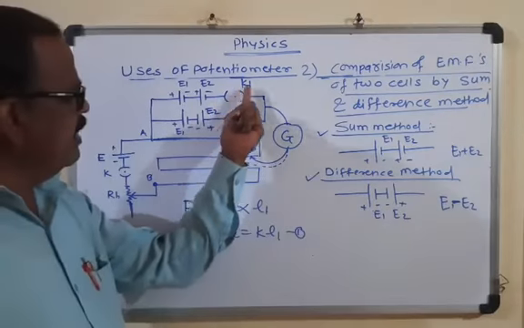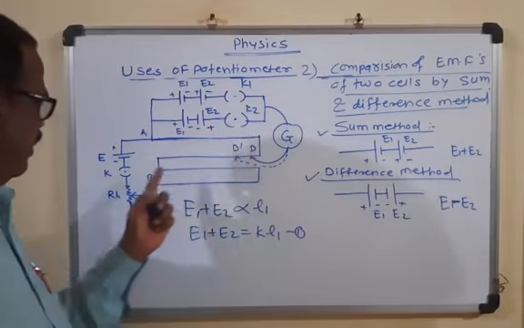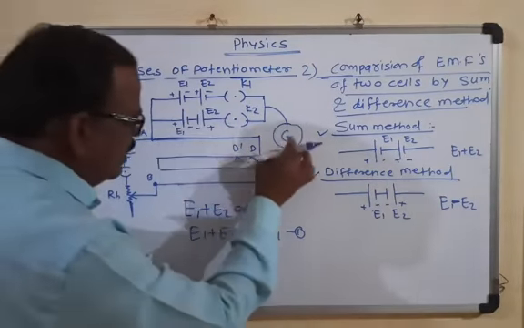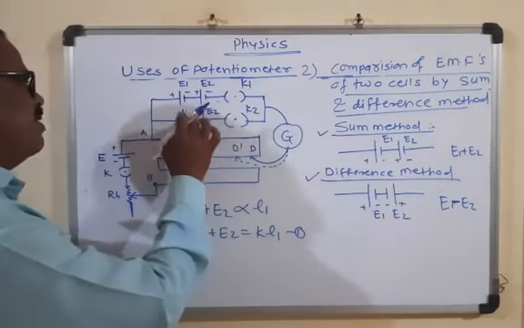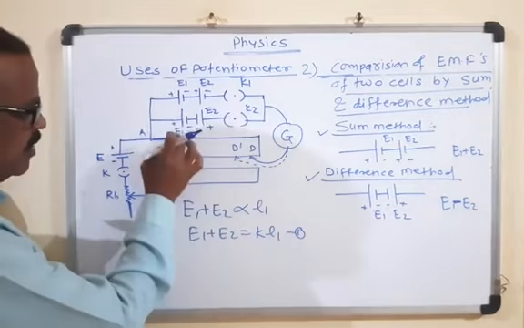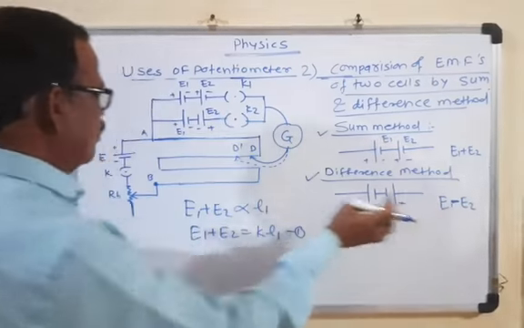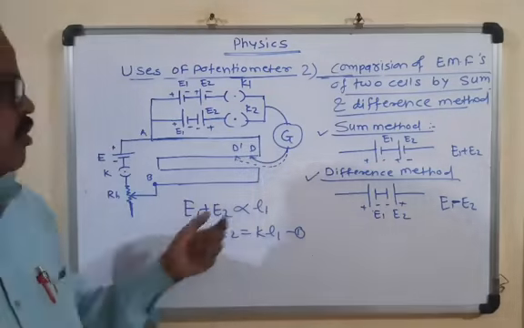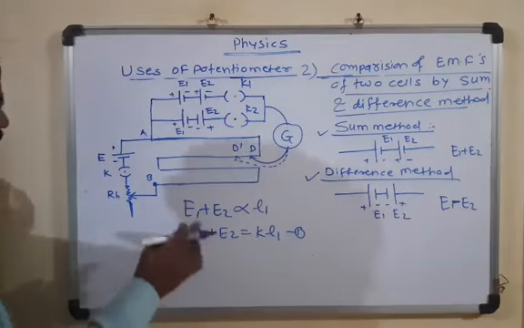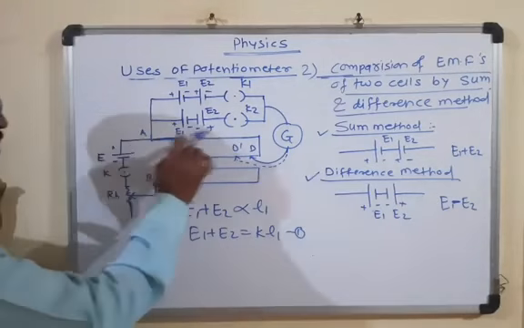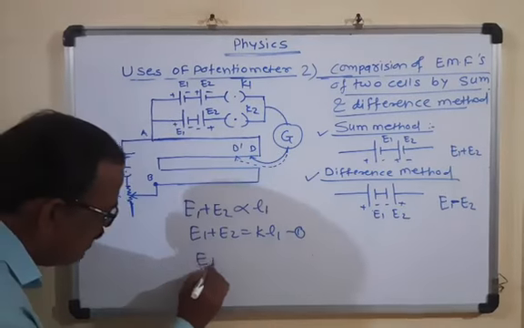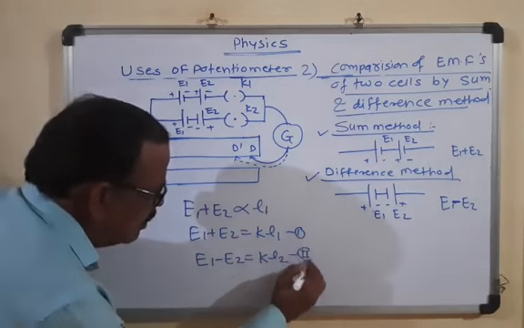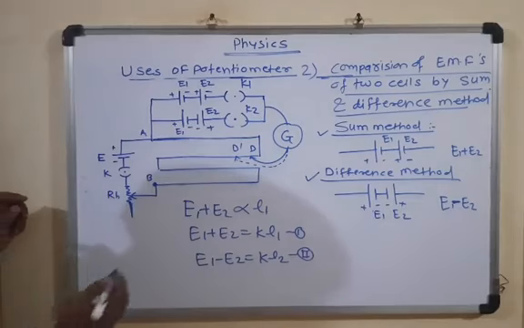Now, open the key K1, close the key K2 and K. Therefore, the cells connected in the difference method are in the circuit, so there is a fall of potential on the wire which is equal to E1 minus E2. Tap the jockey over the wire and find the point of contact at which the galvanometer shows null deflection. Therefore, the electromotive force falling on the wire, E1 minus E2, is equal to K into L2, equation number 2.